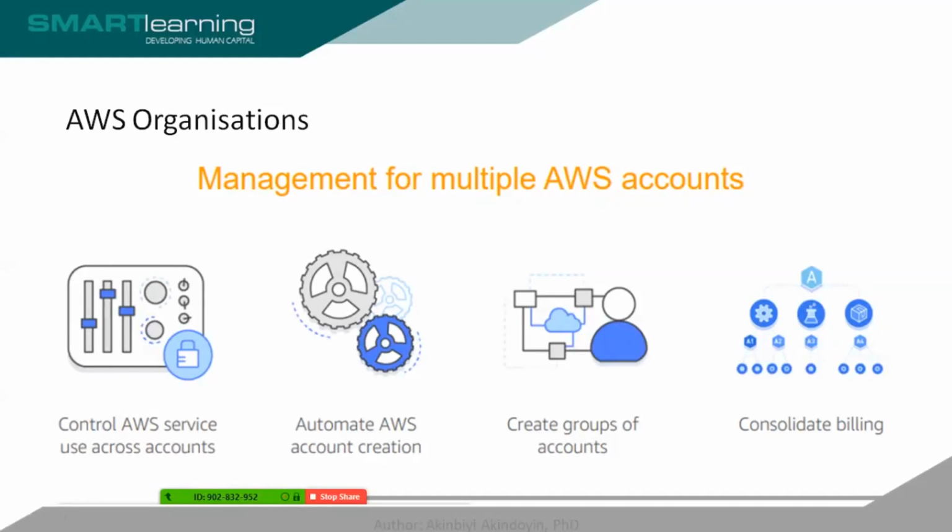Okay. So there's something called SCP, service control policy. Service control policy is applied at the organization level. So for instance, you just want this organization to launch EC2 instances within Ireland.